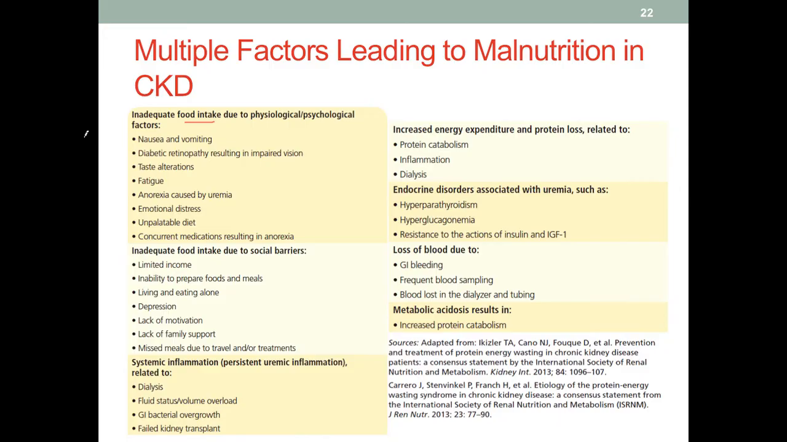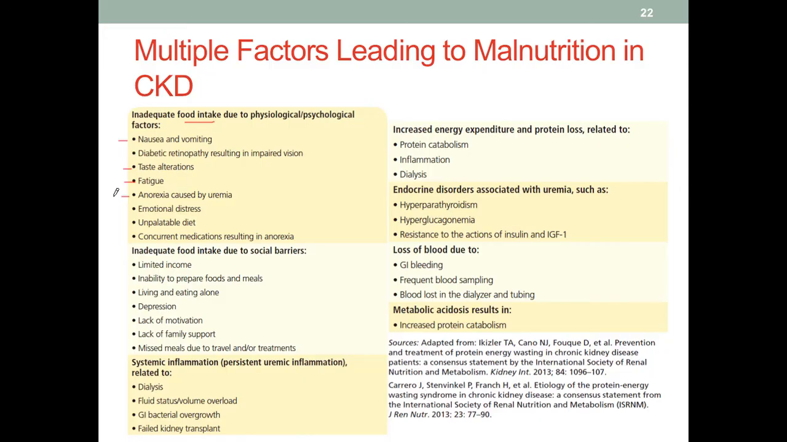So due to the accumulation of toxic metabolic waste, patients may have nausea and vomiting. Also, their taste may change. They may feel tired. And as a result, they may have anorexia, or whatever they preferred when they were fine doesn't taste the same now. So appetite will be decreased, and association with food intake will decrease as well. So we can see it's multiple factors contributing to a lower intake.